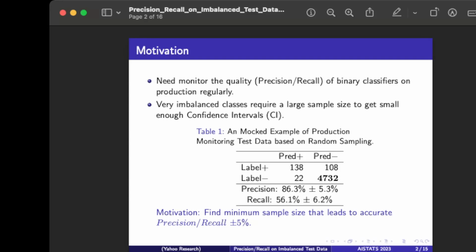The sample data is expensive to generate because it requires manual labeling by human editors, and we also need to do this periodically. So our motivation is to minimize the number of sampled data and the labeling while obtaining reliable confidence intervals for precision and recall. So this work presents a practical sampling strategy and a complete analysis for the confidence of precision and recall metrics of a binary classifier for imbalanced data.